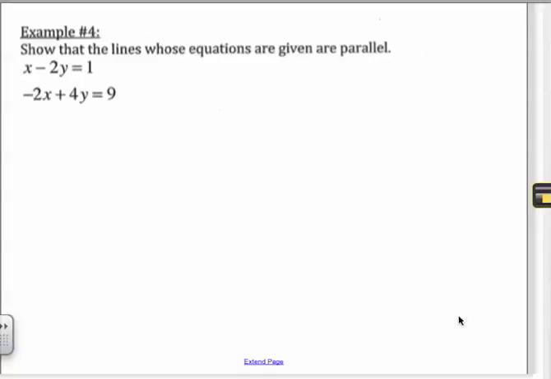Okay, gentlemen, now for this one, it says show that the lines whose equations are given are parallel. And I asked Eric earlier, what do we know about equations that are parallel? And he told me what we know about them. Now, before I tell you what he told me, I'm going to ask you to notice that I didn't put a graph on here for you.